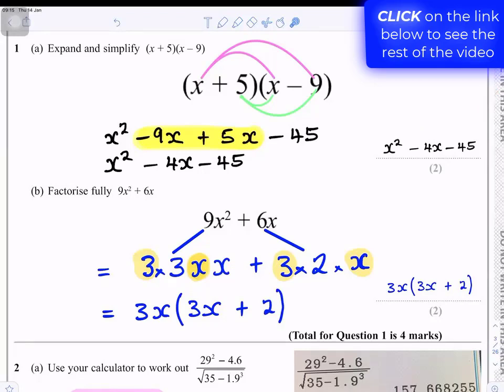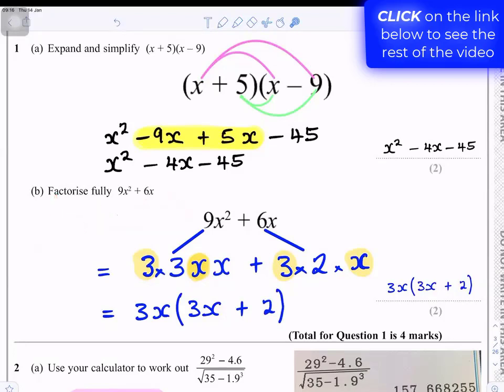Question 1b. Factorize fully 9x squared plus 6x. 9 can be written as 3 times 3, and x squared can be written as x times x. 6 can be written as 3 times 2, and 6x is 6 times the x. To factorize means put in brackets.